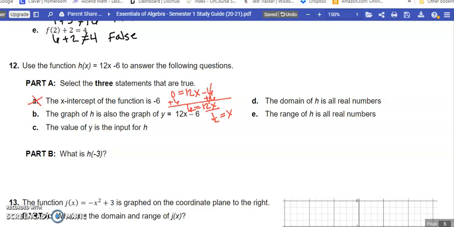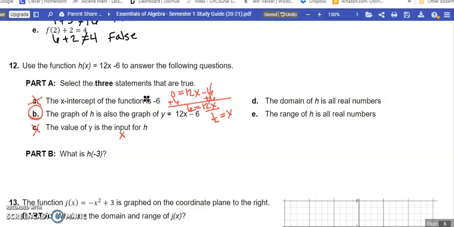The graph of h is also the graph of y equals 12x minus 6. Well, yeah, you can just replace your function notation with y. So that is true. The value of y is the input for h. So remember, when we talk about input, we're usually referring to x, not y. So I would say no here.